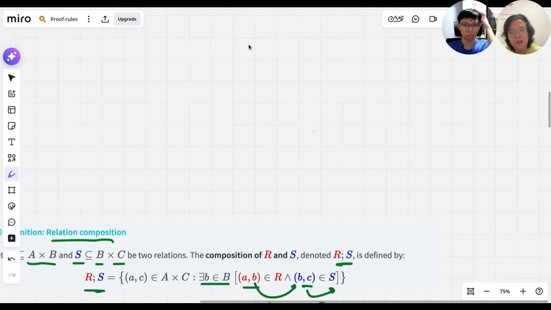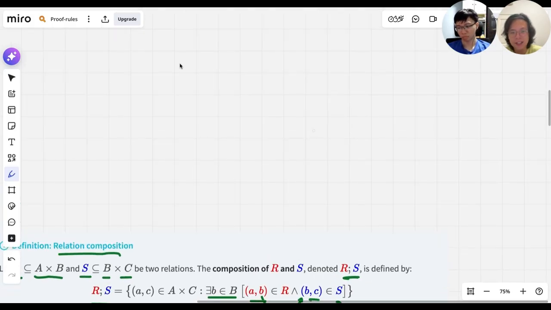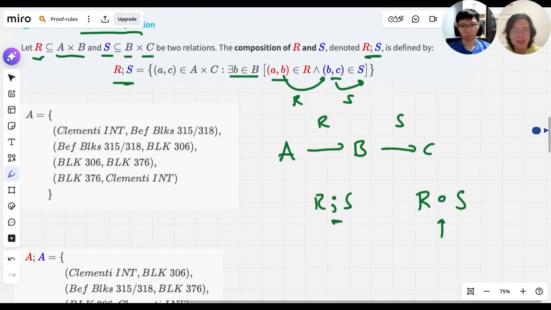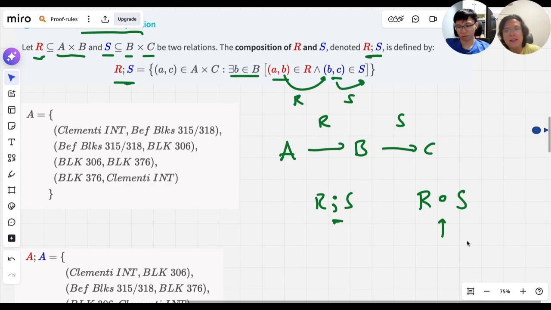So I guess we should do a simple example first. Or actually, should we do this example? I think we can do this example, right? Yeah, let's do that.